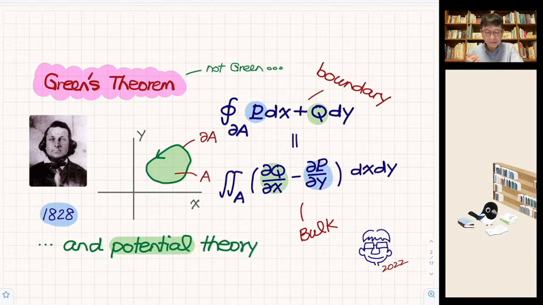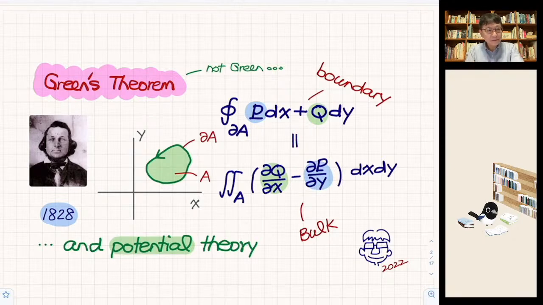Surprisingly, if you then take the partial derivative of Q with respect to x, you get dQ/dx minus dP/dy. And this combination, as the integrand in the bulk integral dx dy over this entire area, you find these two expressions are identical to each other.